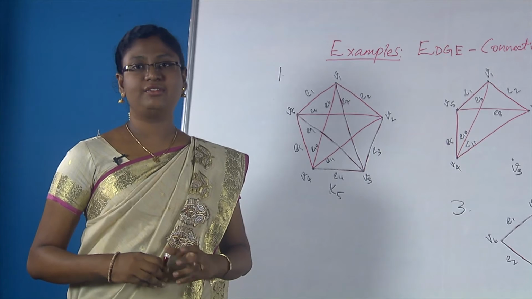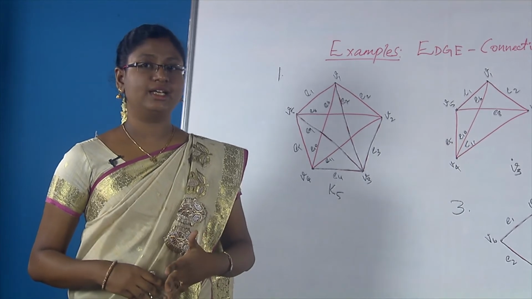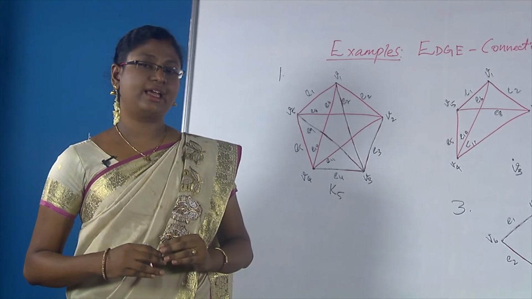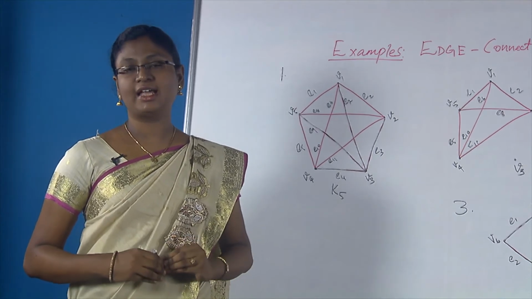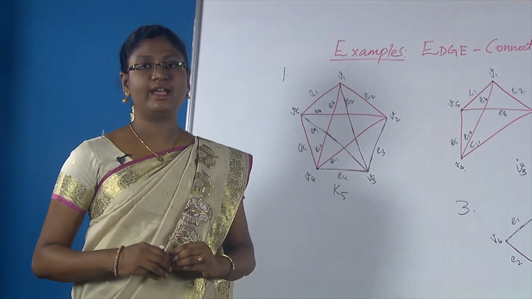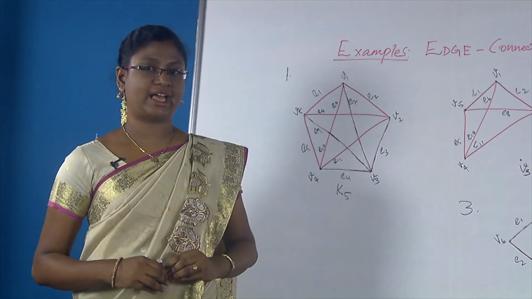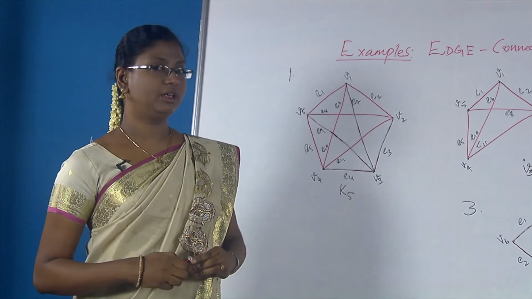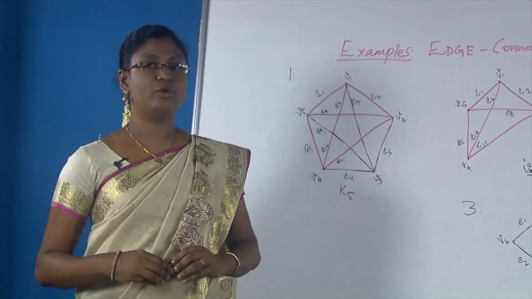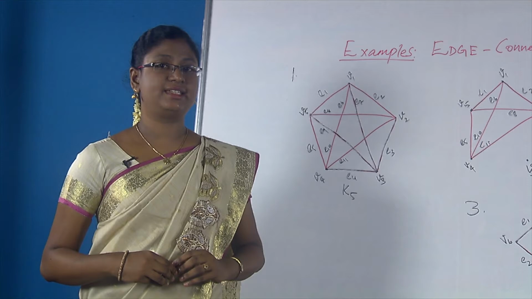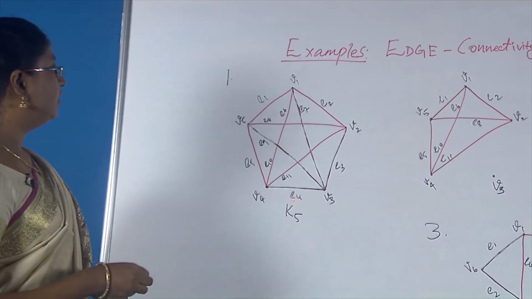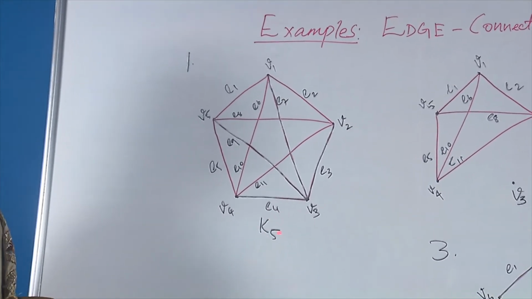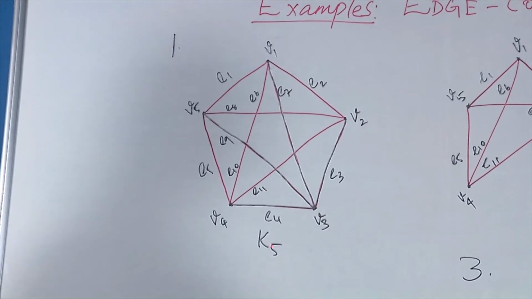If it has a bridge, that is, an edge whose removal results in a disconnected graph, then the edge connectivity of that graph is 1. Here we are going to see some more examples related to edge connectivity. Here we have K5. We are going to find the edge connectivity of this complete graph K5 first.